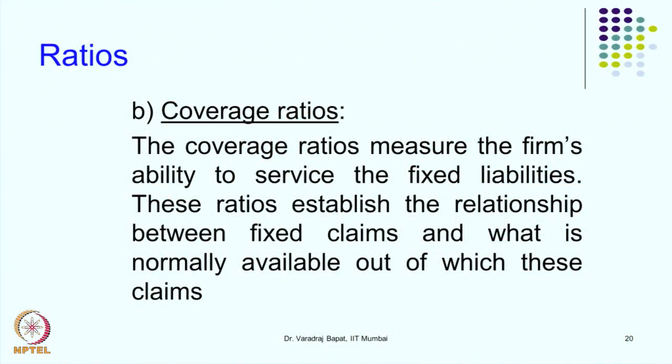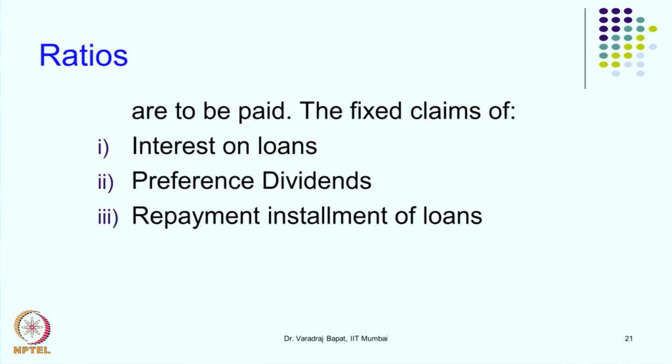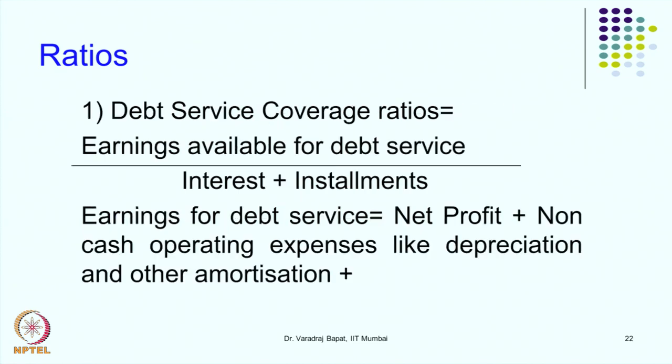Now the next type of ratios are known as coverage ratios. We were discussing the bankers. So bankers want to decide on a maximum debt equity ratio, but they also look at whether the interest which is going to be repaid is covered by the income or earnings of the company. Now the fixed claims are like interest on loan, preference dividend, or the repayment of installments.